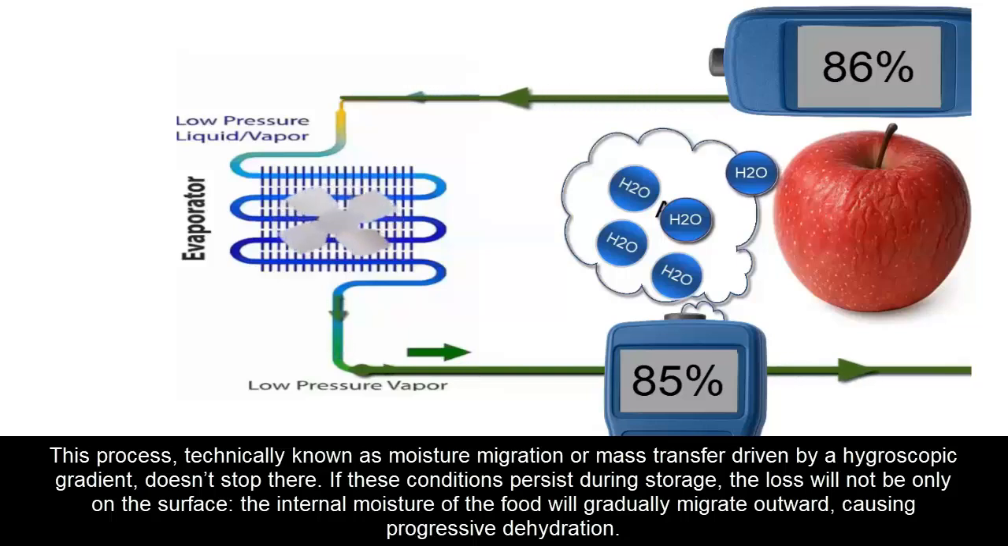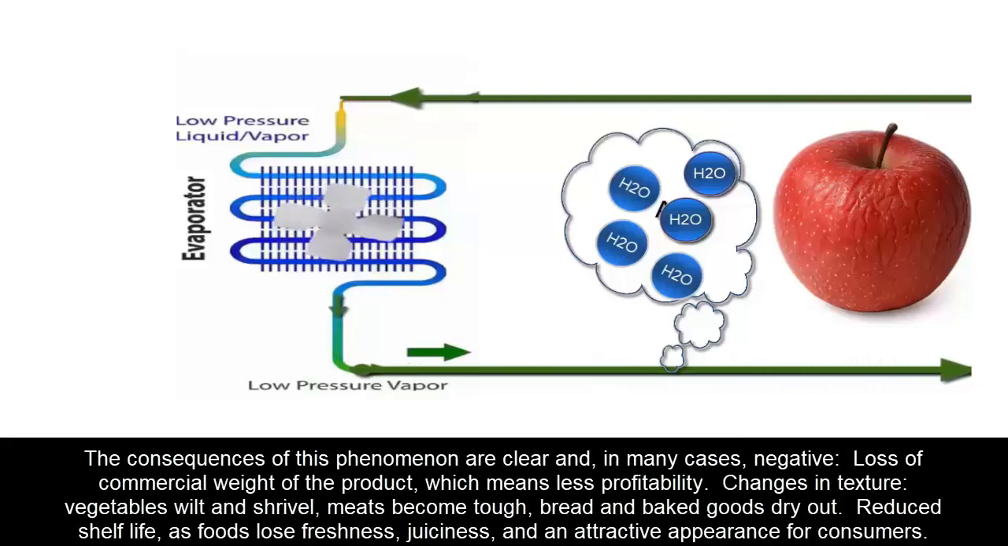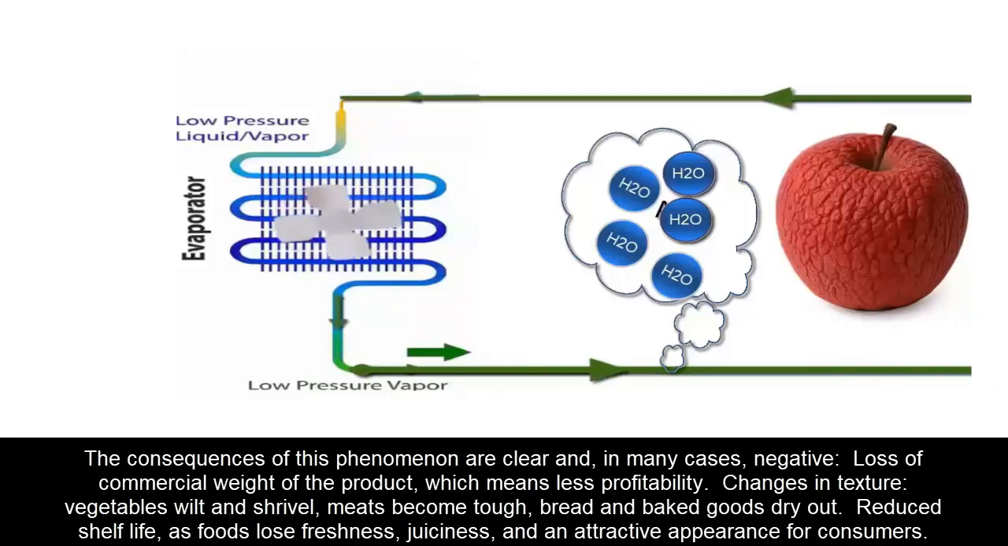If these conditions persist during storage, the loss will not only be on the surface, the internal moisture of the food will gradually migrate outward, causing progressive dehydration. The consequences of this phenomenon are clear and in many cases negative. Loss of commercial weight of the product, which means less profitability.